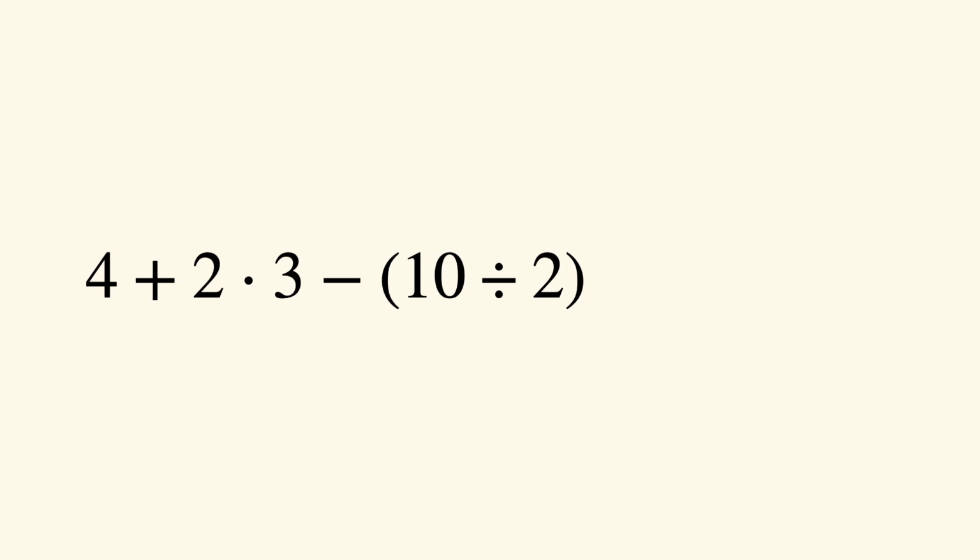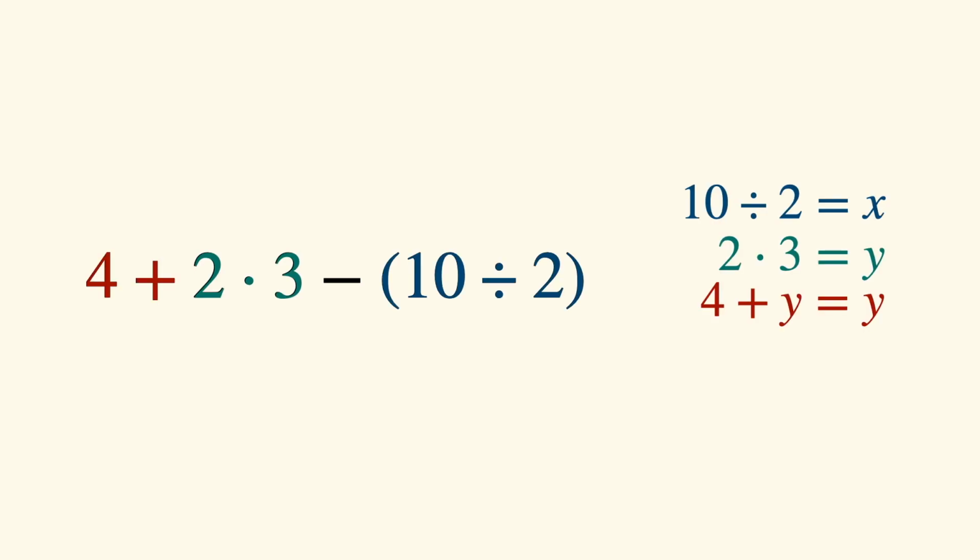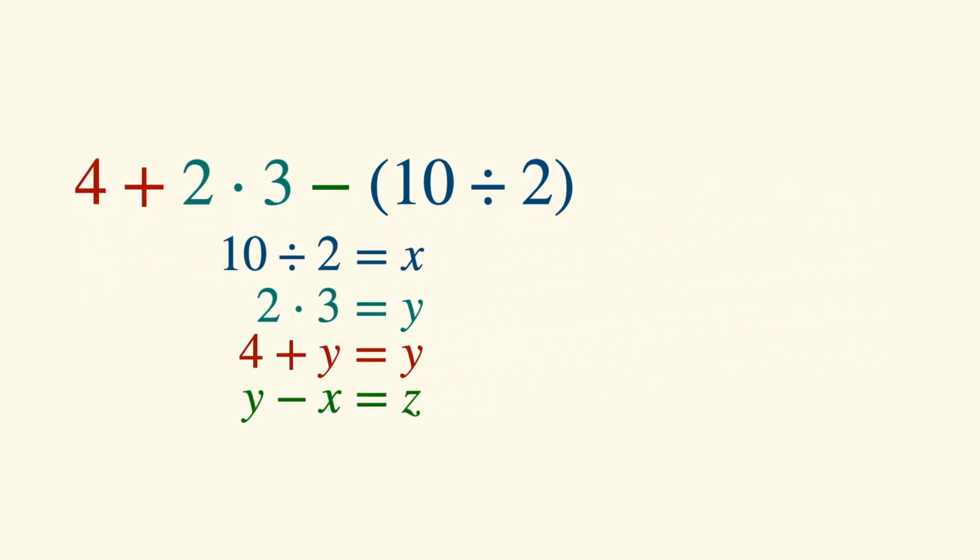Let's start by breaking down our expression into 4 simpler binary operations. X equals 10 divided by 2, y equals 2 times 3, y equals 4 plus y, and z equals y minus x. Solve for z, and we know the answer.